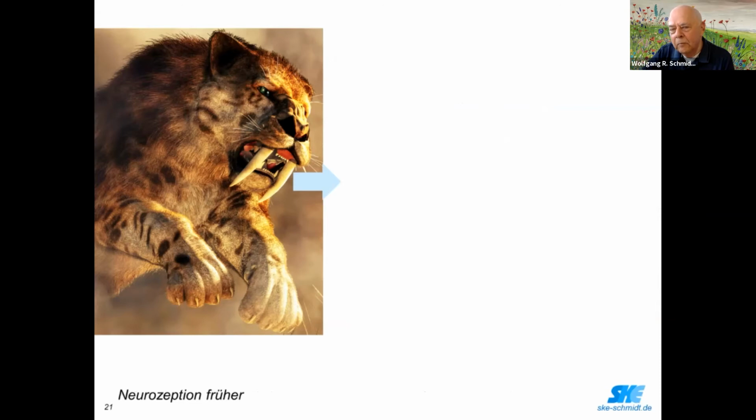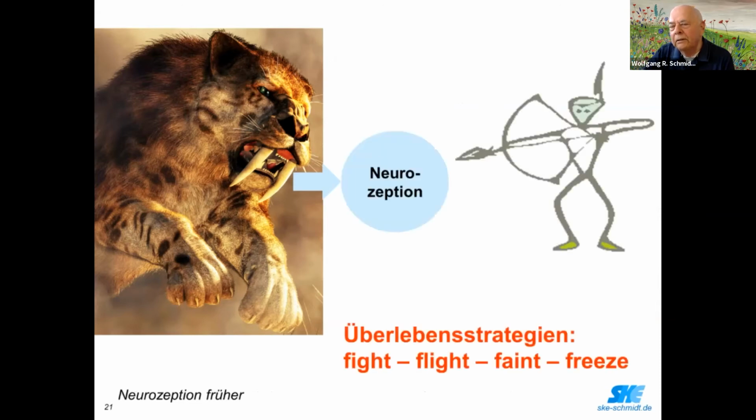In the old days, with our ancestors, this is what neuroceptions looked like. So we see the danger, the real danger, and we have our surviving strategies: fight, flight, feint or freeze.